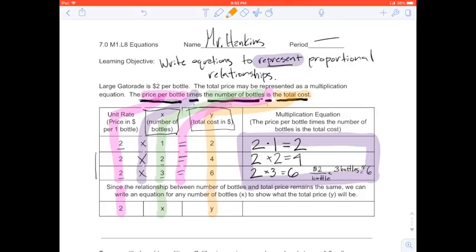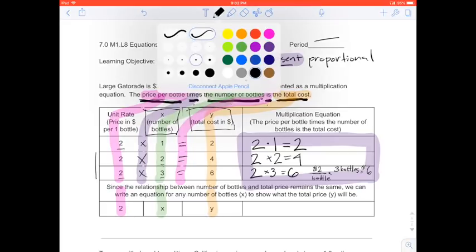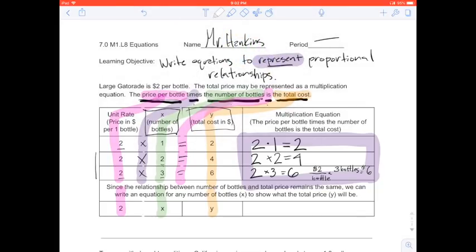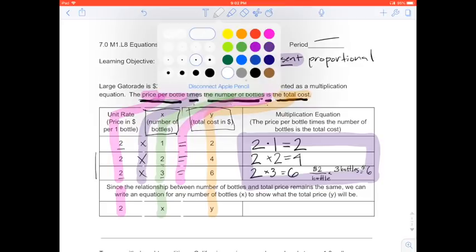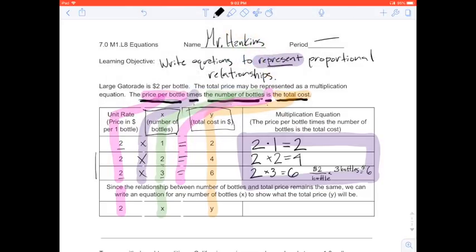because just like our unit rate was 2, it's still 2 because that's still the price of the bottles. Number of bottles, though, now we're saying we want to represent any number of bottles, so we're calling that X. And since we don't know the number of bottles, we don't know the total cost, but we do know the relationship between the total cost and the number of bottles, and that is right here. And let's get rid of those, and it is the same relationship as we saw before.